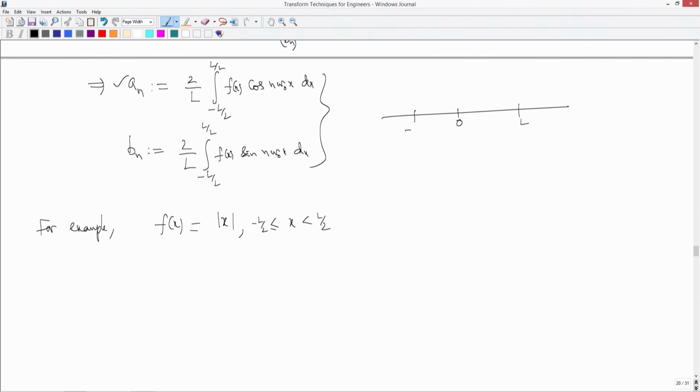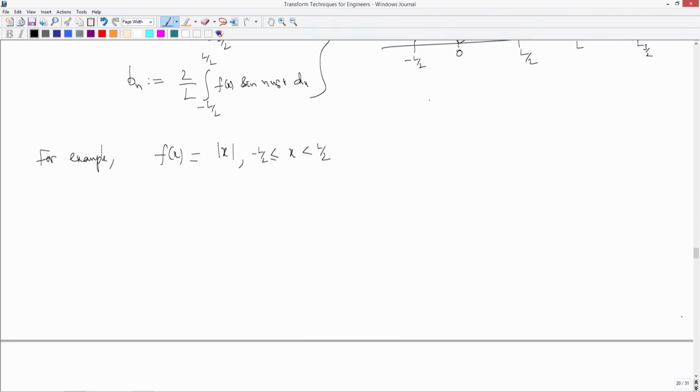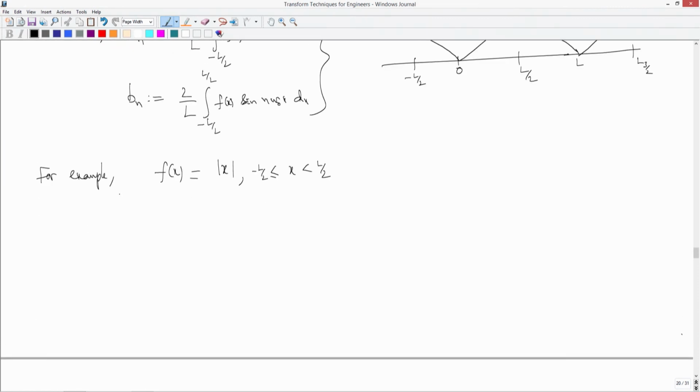How does this look from minus L by 2 to L by 2? This is a function of period L. It is always positive, so it looks like a V shape, and you extend it over to 3L by 2. Again this is your L and this looks like a V. Like this you can go on extending it as a periodic function over the full real line. If you take this one, a n and b n you have calculated. Now the complex Fourier coefficients Cn you can calculate.